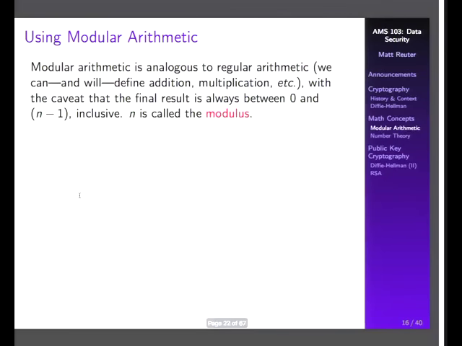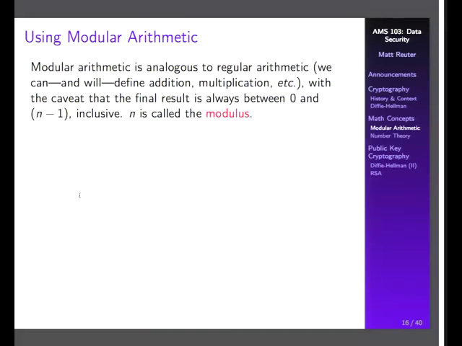Okay? And so basically, as we've seen, we can start to develop modular arithmetic, which is to say we'll get to addition, multiplication, all of that, with the caveat that whatever that final result is going to be between the values 0 and n minus 1, where n is the modulus. For minutes, what was our modulus? 60. There's 60 minutes in an hour.